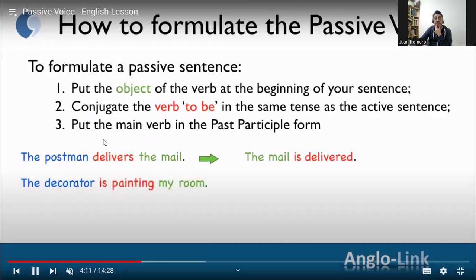The decorator is painting the room. This is being done at the moment, right? At the moment the decorator is painting my room. So the same: the object first. I've got to say, the decorator is painting my room. The action: this is the subject that is doing this upon this object. So what do we do?